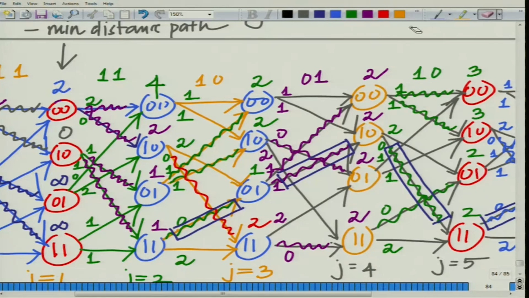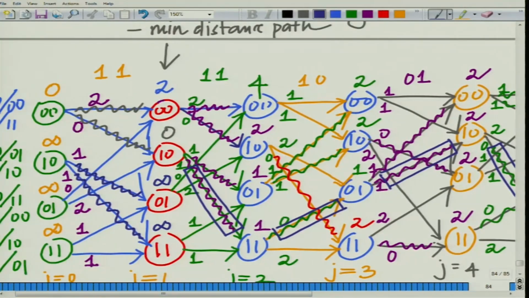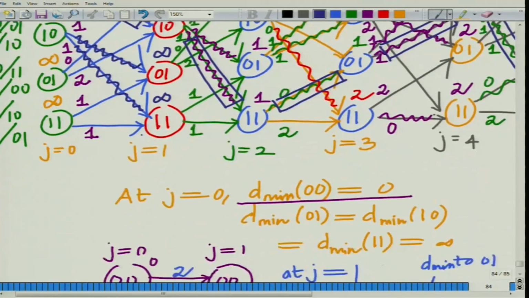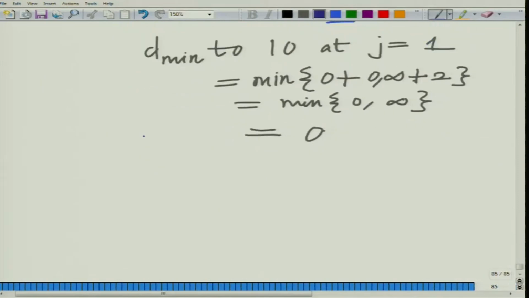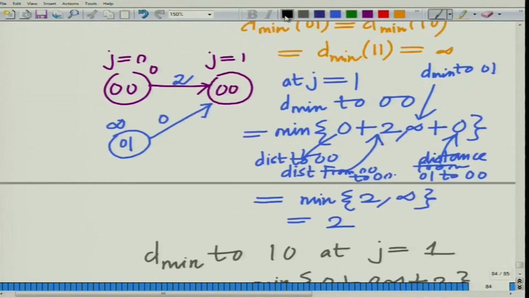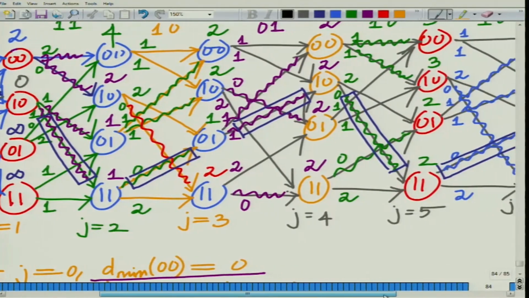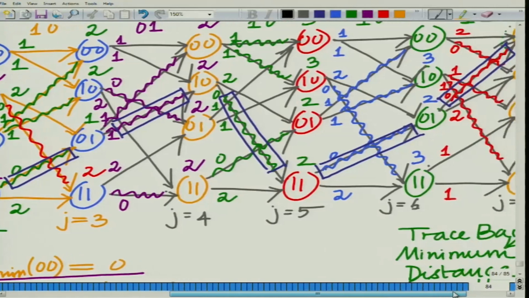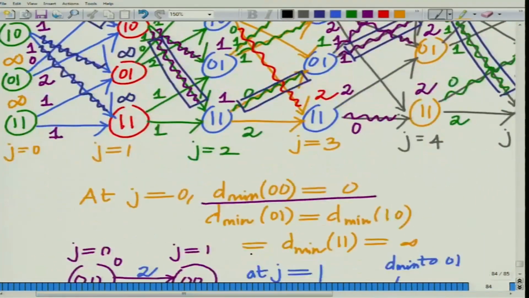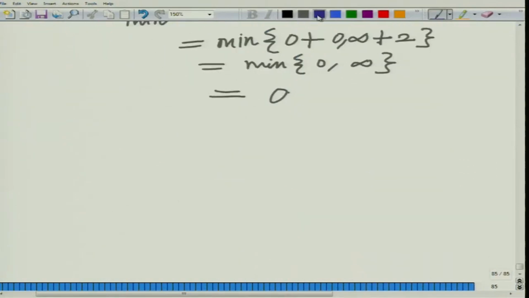and to 1 1 the minimum distance is to 1 0, and to 1 0 the minimum distance is from 0 0. So the state sequence will be, now back trace, and now you can draw the state sequence, you can see 0 0 to 1 0 to 1 1 to 0 1 to 1 0 to 1 1 to 0 1 to 0 0. So the minimum distance path is indicated by the rectangles. Okay, we have back traced.